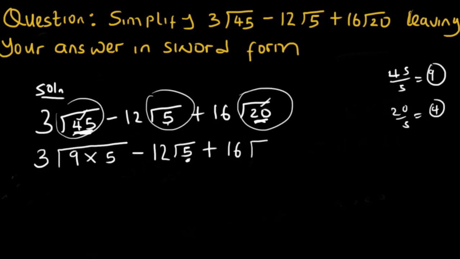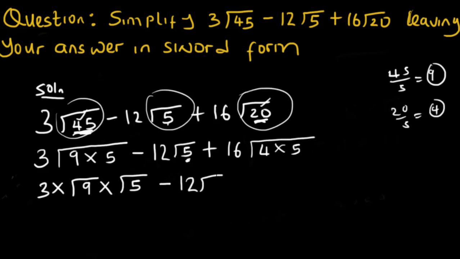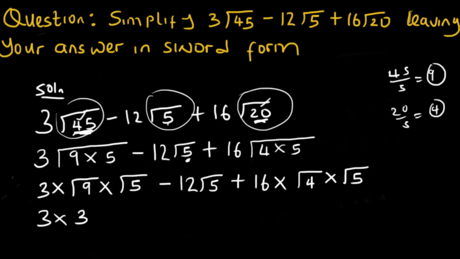plus 16 root 4 times 5. Do you understand? Now look carefully. We have 3 times root 9 times root 5 minus 12 root 5 plus 16 times root 4 times root 5. Do you understand? So we're having 3 times square root of 9, which is 3. I hope you know 3 times 3 is 9. So square root of 9 is 3, times root 5.